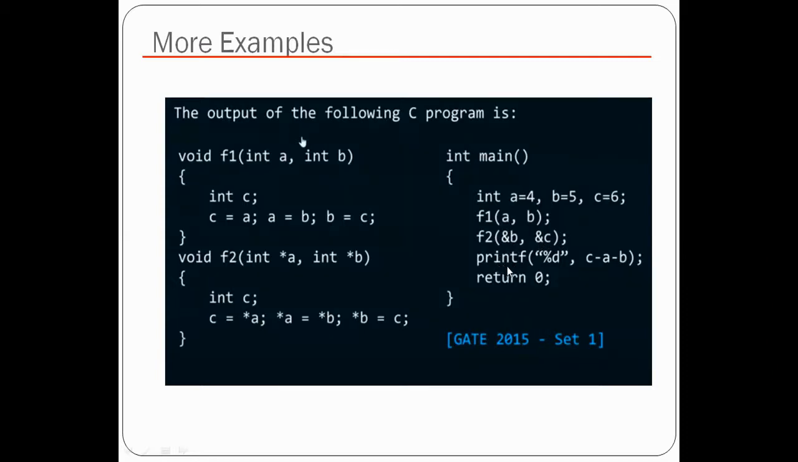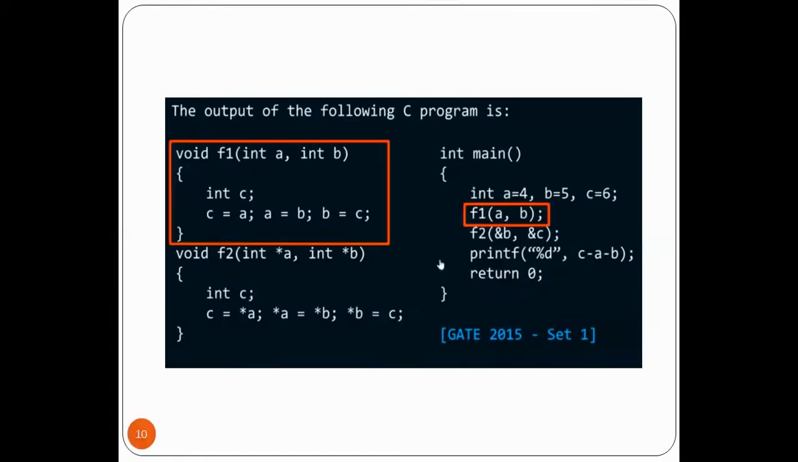And then we are printing c minus a minus b. So let us see what will be the result of c minus a minus b stepwise. Okay, coming towards the first function. First we are calling f1, a comma b. So what is f1? f1 is over here.